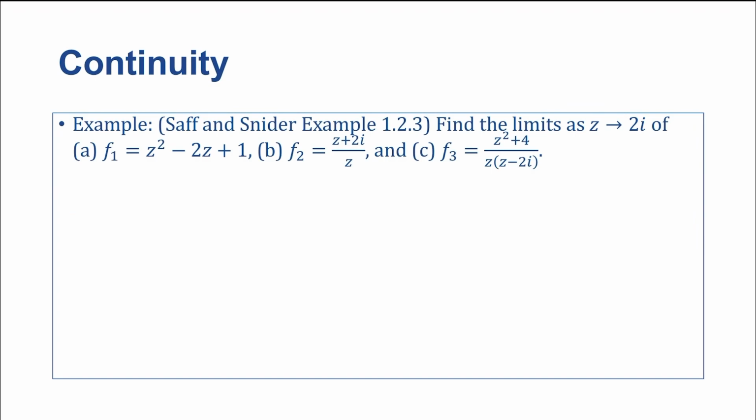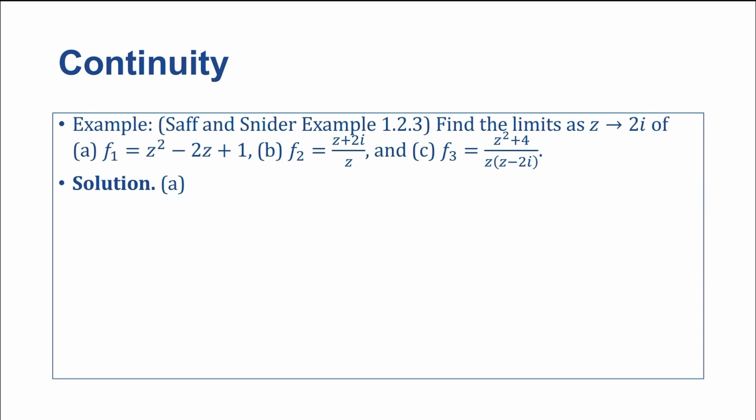We would like to find the limits as z approaches 2i of the following functions, such that f sub 1 is equal to z squared minus 2z plus 1, f sub 2 is equal to (z plus 2i) over z, and f sub 3 is equal to (z squared plus 4) over (z times (z minus 2i)). All right, so we'll get cranking on these.